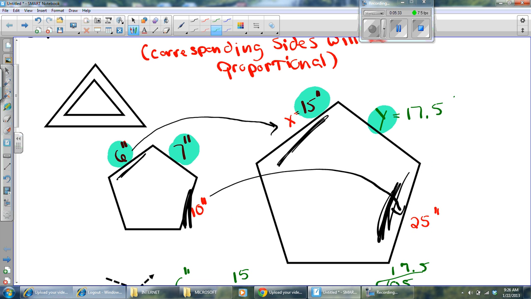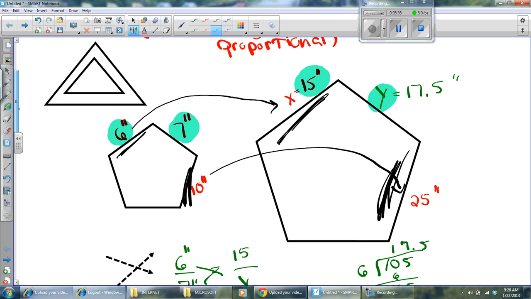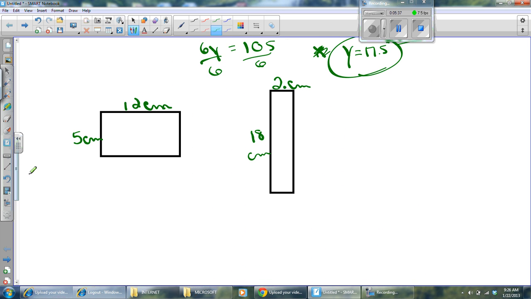17 and a half inches. All right. I'm going to come down here now, and I want you to test and see if these two rectangles are similar. You can't just look and tell. What you have to do is set up a proportion.